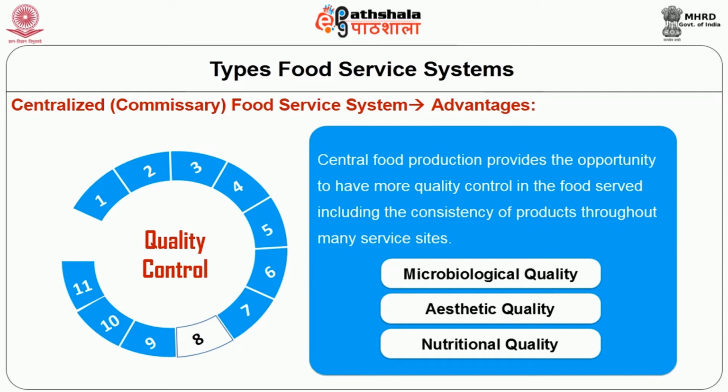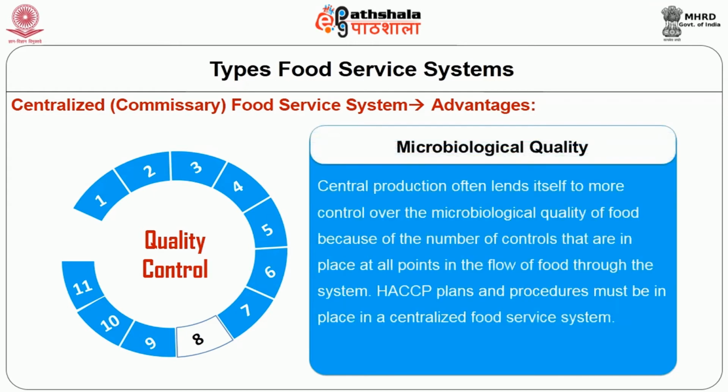There are three aspects of food quality you should know. One is the microbiological quality. Central production often lends itself to more control over the microbiological quality of food because of the number of controls that are in place at all points in the flow of food through the system. Hazard Analysis Critical Control Point, or HACCP, plans and procedures must be in place in a centralized food service system.